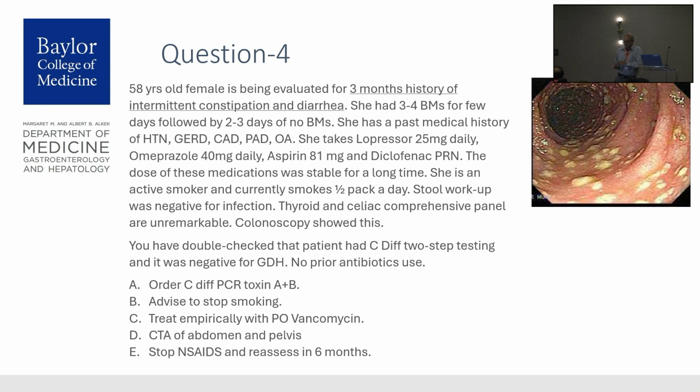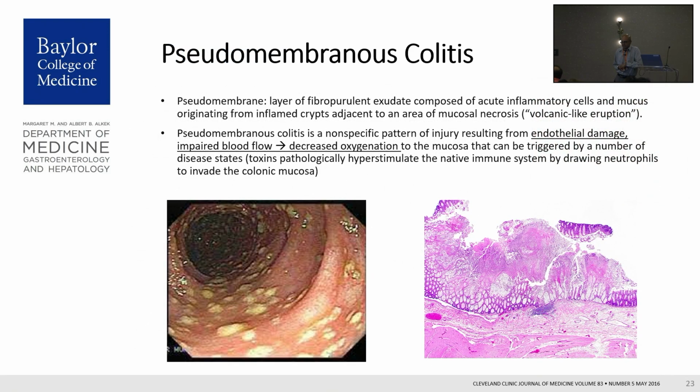C. diff? Let's see. Okay, so this is pseudomembranous colitis. So again, what are pseudomembranes? Essentially, it is volcanic-like eruptions. You can see endothelial damage that impaired blood flow and decreased oxygenation. All this ischemia is causing the inflammatory cells and mucus to come out. So you can see those things here, like volcanic-like eruptions, all these white things.